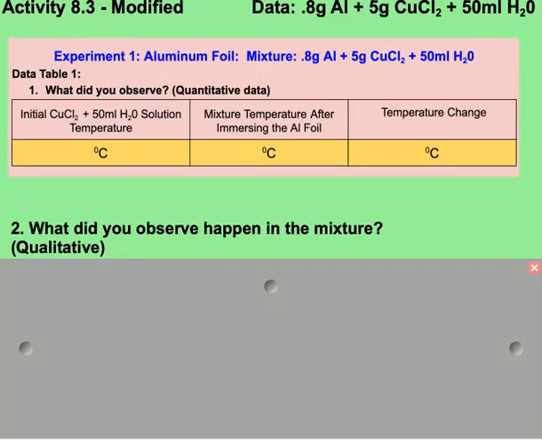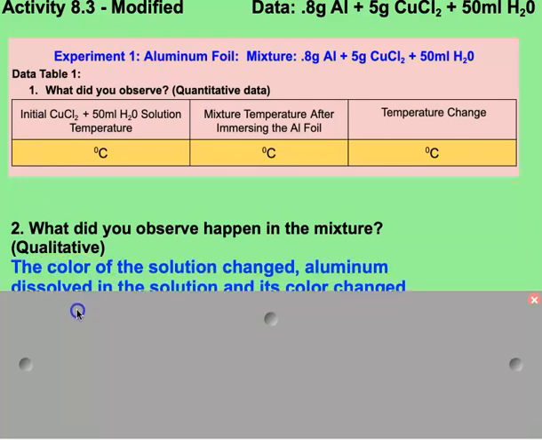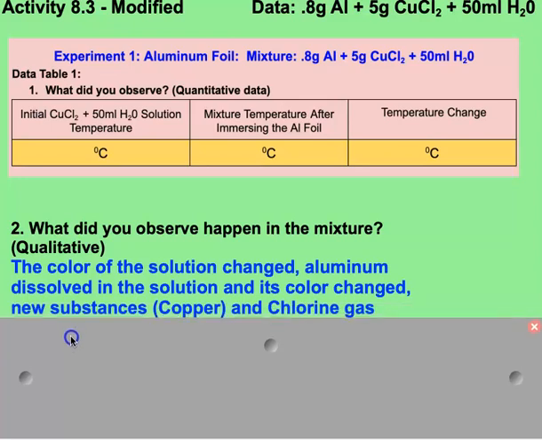All right, in the second part of this, what I'd like you to do is take a look and see how you did. So what were your observations? Did you talk about the color of the solution and how it changed? It went from a pretty blue color to a murky, almost milky looking, rusty color. It's hard to even describe.